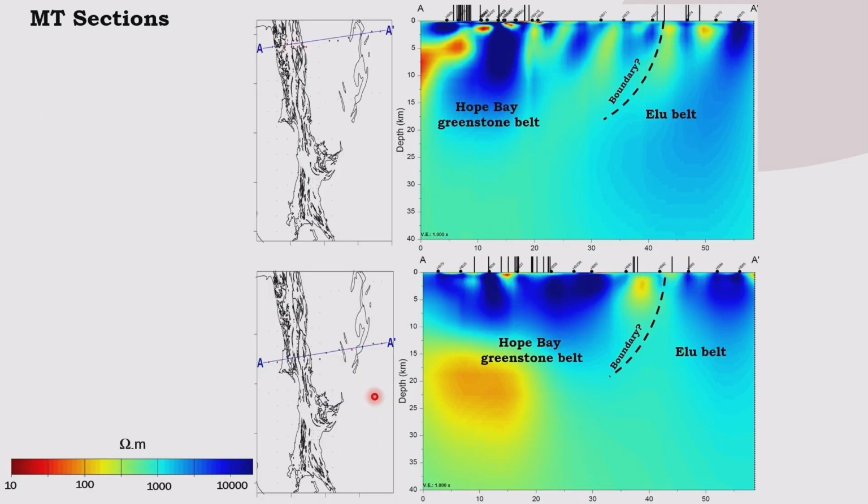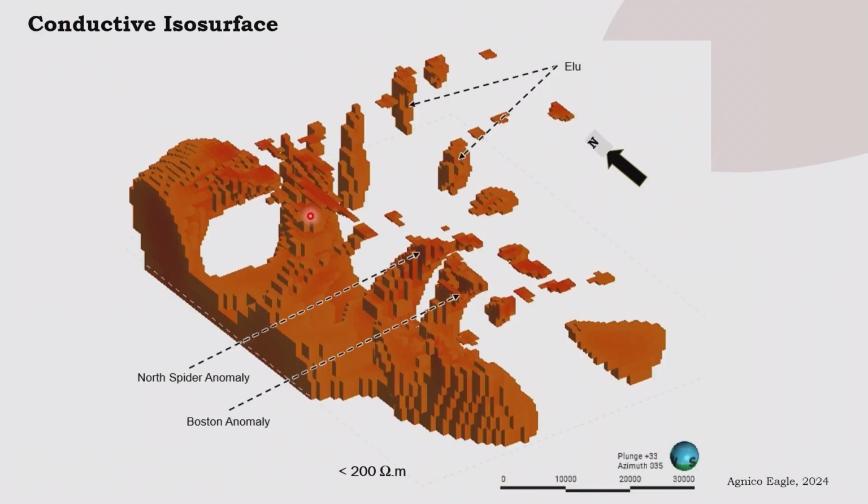And we try to look at what is the connection between the Hope Bay and Ilu. So far, what I can find is they're not the same. We wanted to understand whether it's just the same belt or different, but there seems to be a west dipping boundary that is conductive in between these two belts. So look at these two profiles we ran across both belts. And this is an isosurface, a conductive isosurface.